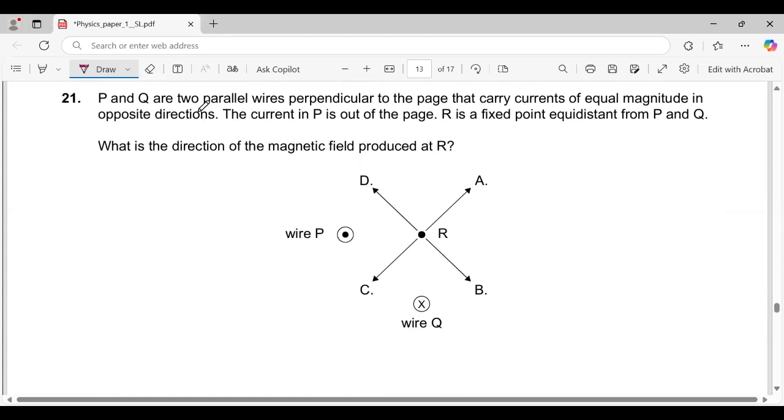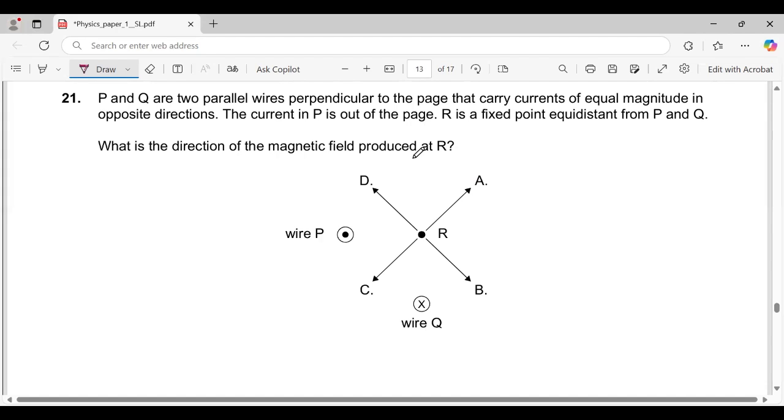P and Q are two parallel wires perpendicular to the page that carry currents of equal magnitude in opposite directions. The current in P is out of the page. R is a fixed point equidistant from P and Q. What is the direction of the magnetic field produced at R?